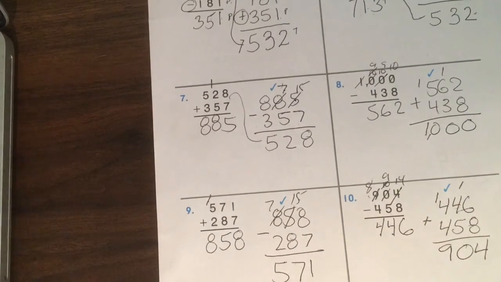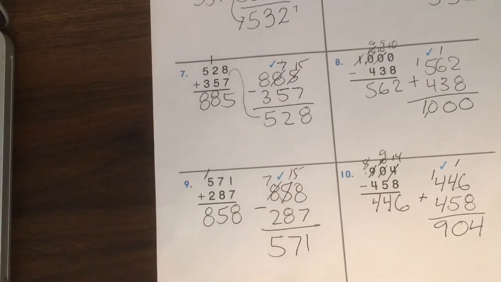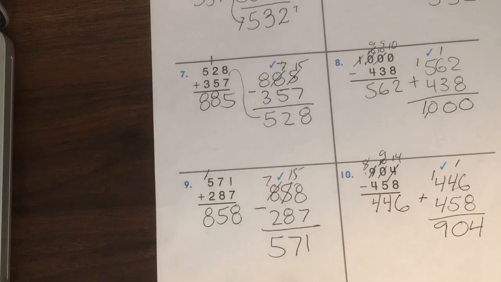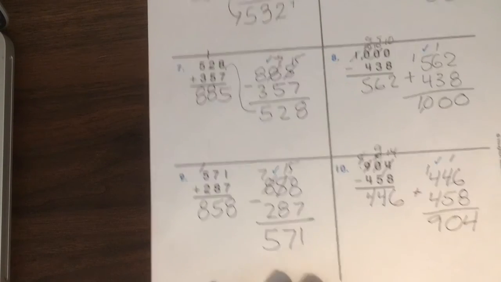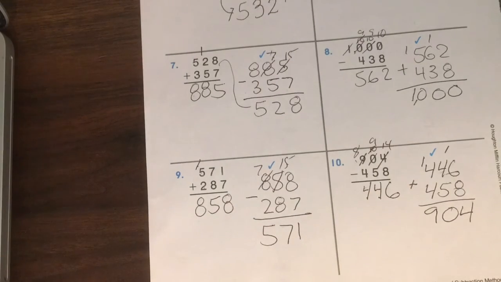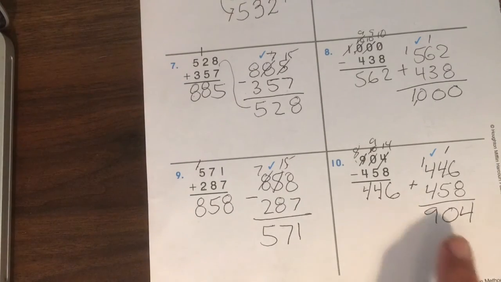For number 8, I took away to get 562, then I added back the 438 to get to 1,000. I added number 9 to get 858, and then I took away one part, the part that was 287, and it got me back to 571. For number 10, I took away, I got 446, then I put back what I took away to get back to 904.